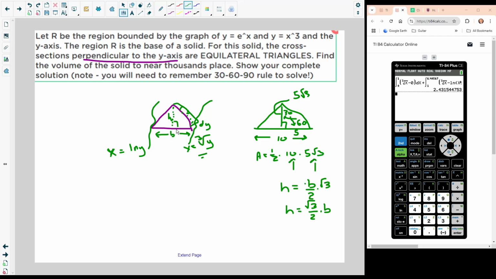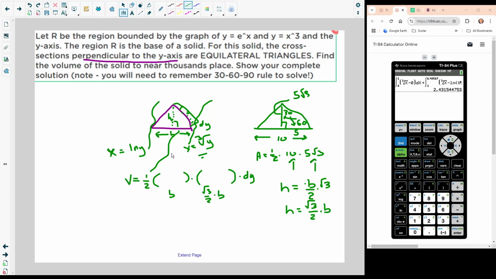Okay, good. So the volume, careful, we're not doing area, we're doing volume. The volume of this slice here is 1/2 the base times the height, but I'm not going to put h, and then times the thickness, don't forget that, which is dy in our problem here, not dx. So this height, I'm going to use radical 3 over 2 b. Actually, I want to put it down here: radical 3 over 2 times the base.